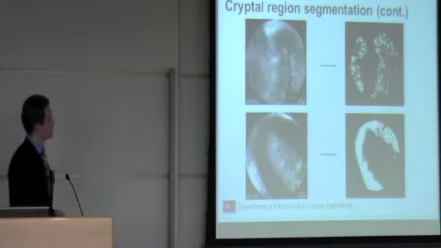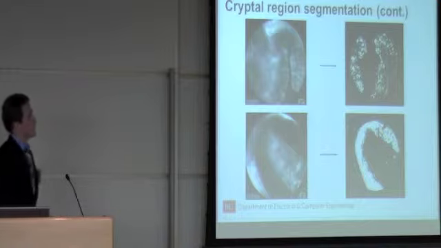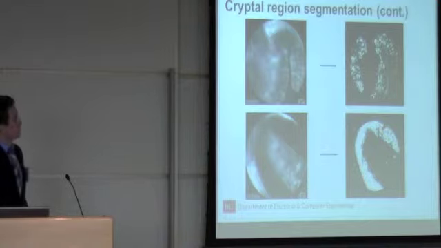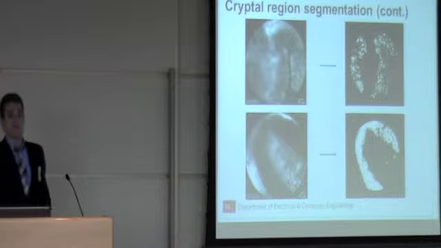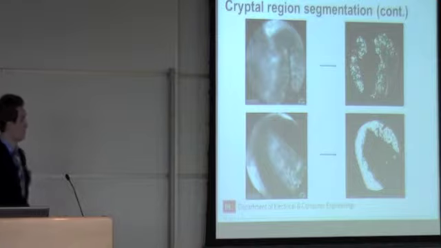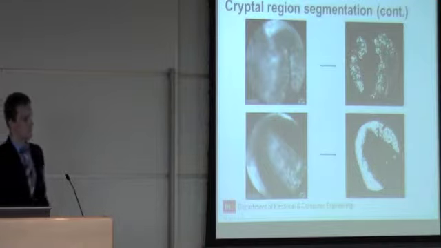Here are examples. Here's the image you saw before, an image of a benign crypt. These are the points that get retained, so that's pretty good. This is another case where we have an image of a dysplastic crypt, premalignant. And the segmentation works pretty well here.